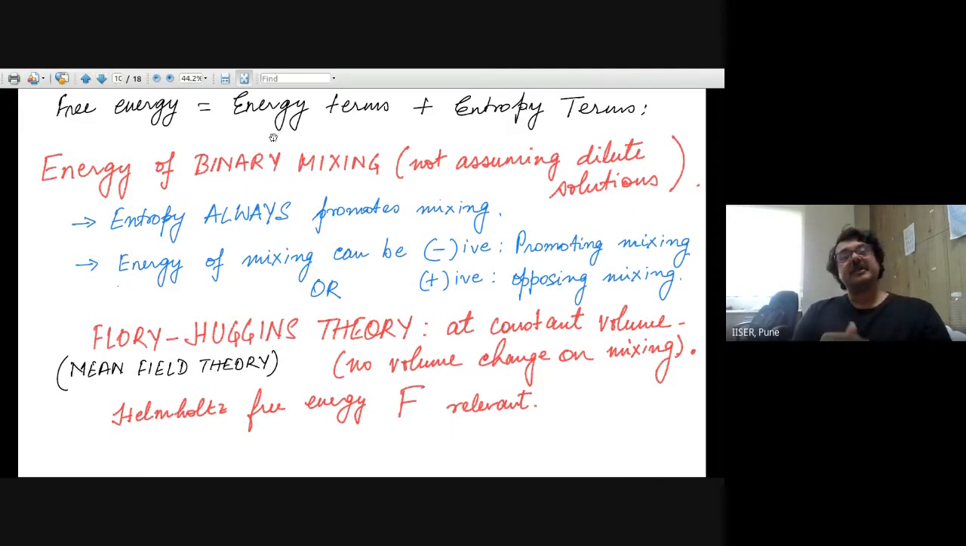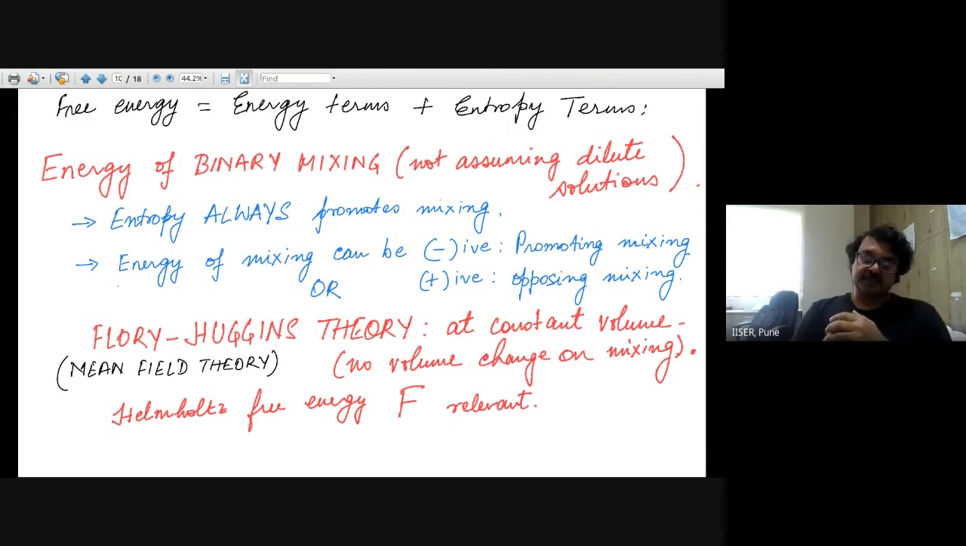And the free energy minimization consists of energy terms and entropy terms. What we have calculated till now is just the entropy terms within certain approximations. And now what we are going to do is calculate the energy of binary mixing. But here we're not going to keep the previous assumption that we are taking dilute solutions. We are going to consider AA interactions, BB interactions, and AB interactions.